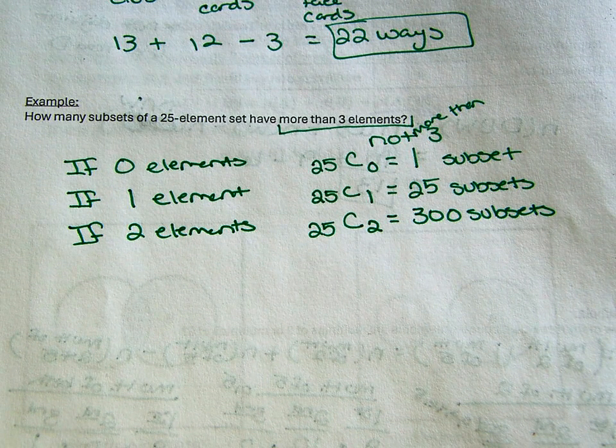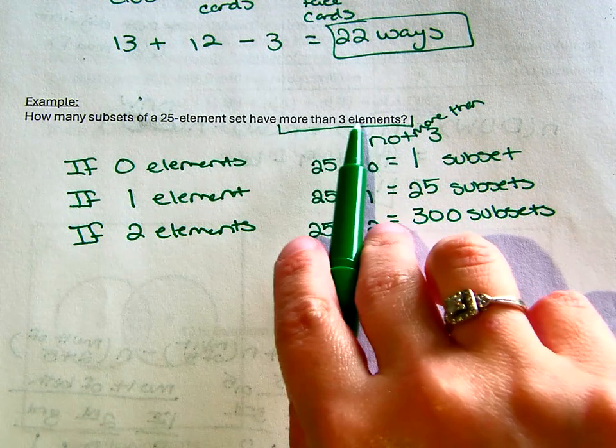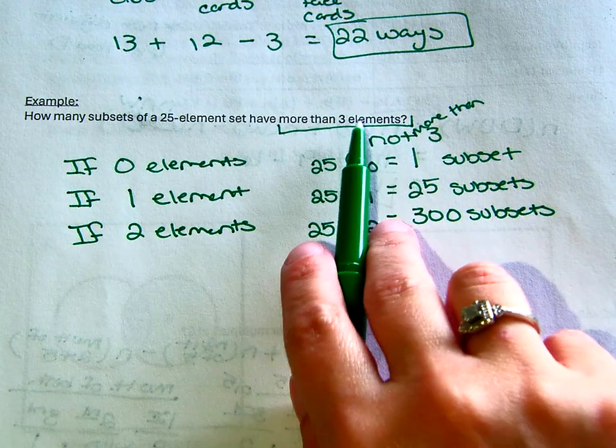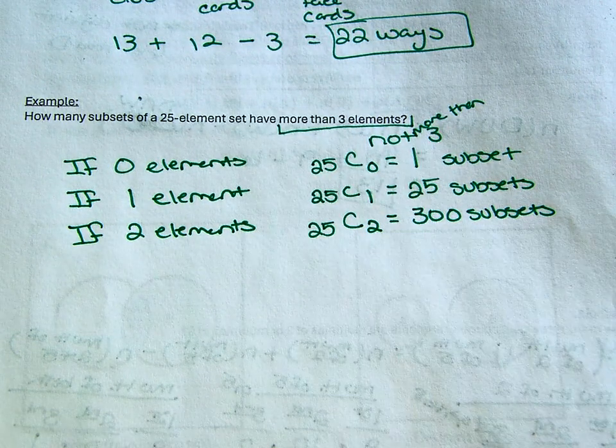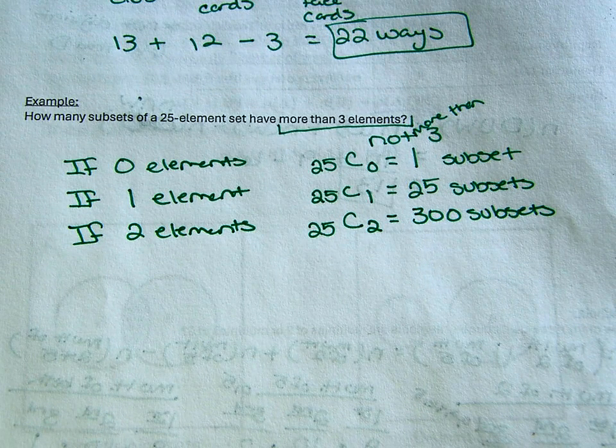Now, we don't get to stop here because it says more than 3 elements. That's what we actually want to consider, whenever our subsets have more than 3. It doesn't say more than or equal to 3. It says more than 3. So to have more than 3, we'd have to have 4 elements. So I still need to consider one more subset whenever we have 3 elements in it.